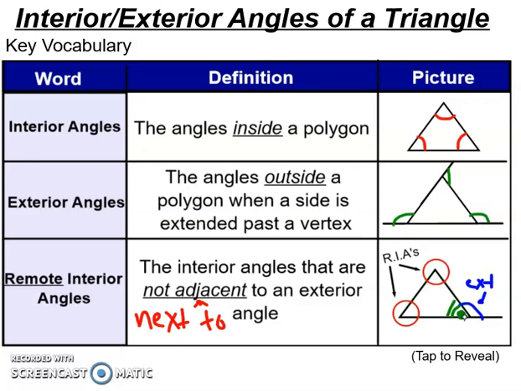And a good way that I heard that might be able to help you remember the remote interior angles is when you think of remote, you might think of a television. So if you want to change the channels while you're away from the TV, well, you use a remote, right? So if you're not next to the TV, you can't change the channels unless you have a remote to actually do that. So hopefully that helps, but let's talk about some more applications of these three types of angles.